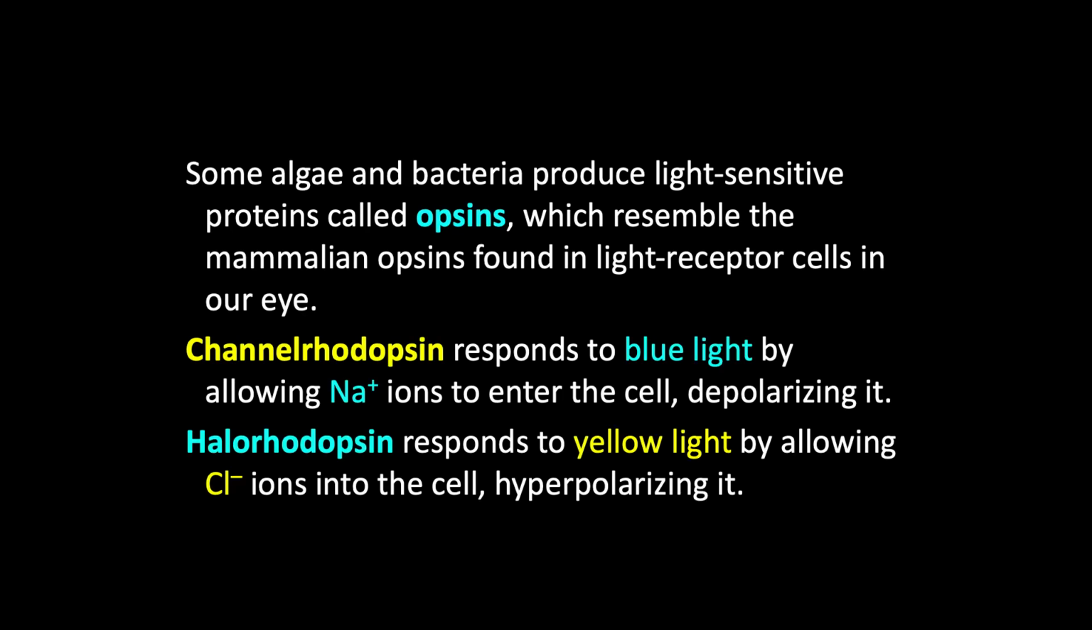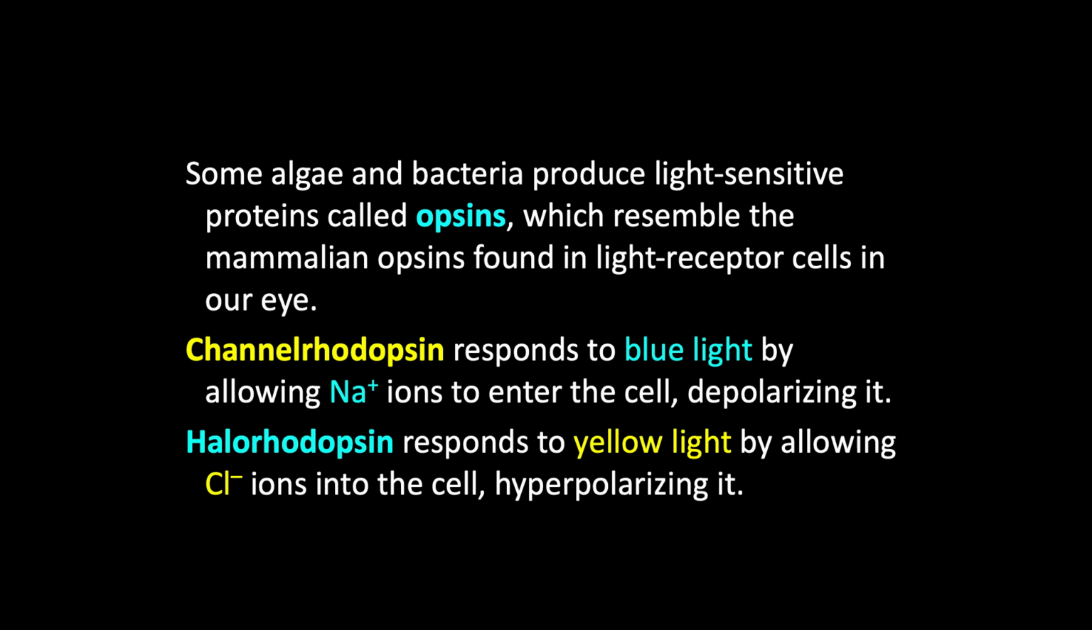Some algae and bacteria produce light-sensitive proteins called opsins, which resemble the mammalian opsins found in light receptor cells in our eye. Channelrhodopsin responds to blue light by allowing sodium ions to enter the cell, which would lead to a depolarization. By contrast, halorhodopsin or archaerhodopsin respond to yellow light. They also respond a little bit to green light, actually quite well to green light, by allowing chloride ions into the cell. This would hyperpolarize it.